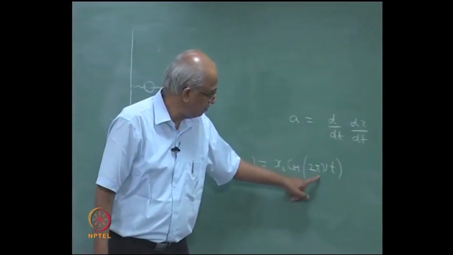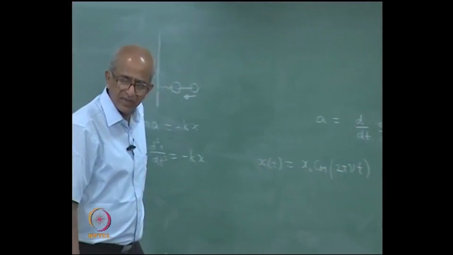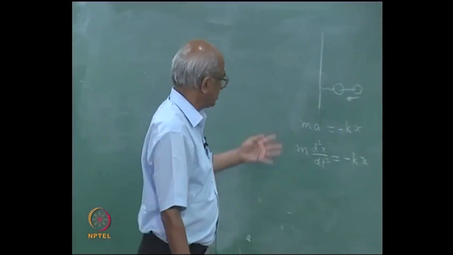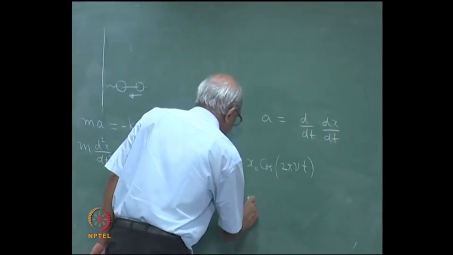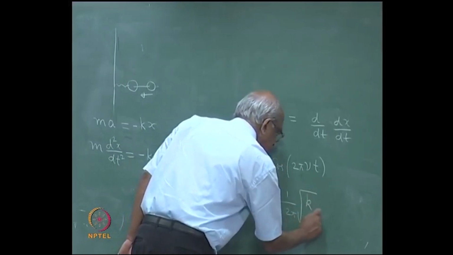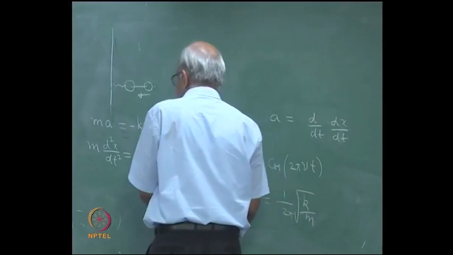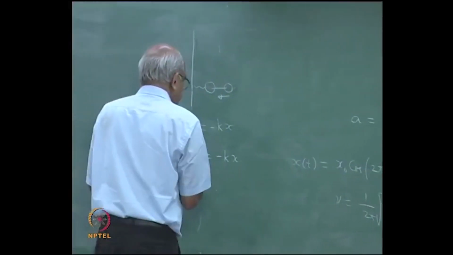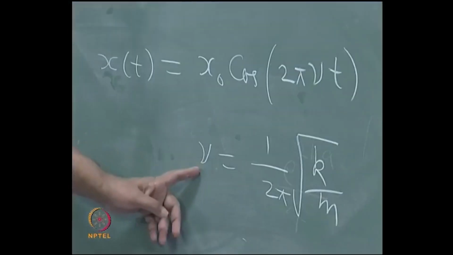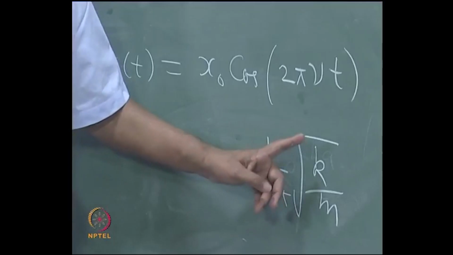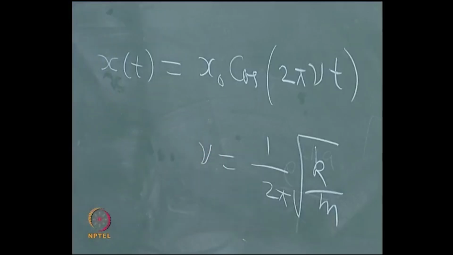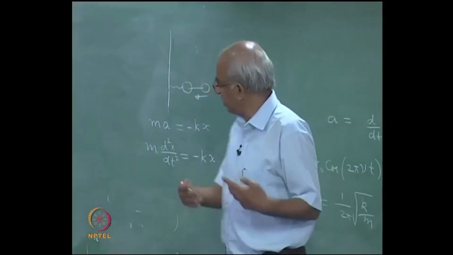And this nu, you can actually substitute into that differential equation and get an expression for nu. What you will find is that this nu must be equal to 1 by 2 pi into square root of k by m. Very easy to do, that is why I am not doing it. You can take this solution, substitute into the differential equation, and you will see that the differential equation is satisfied by that solution, provided I take nu to be equal to 1 by 2 pi into square root of k by m.